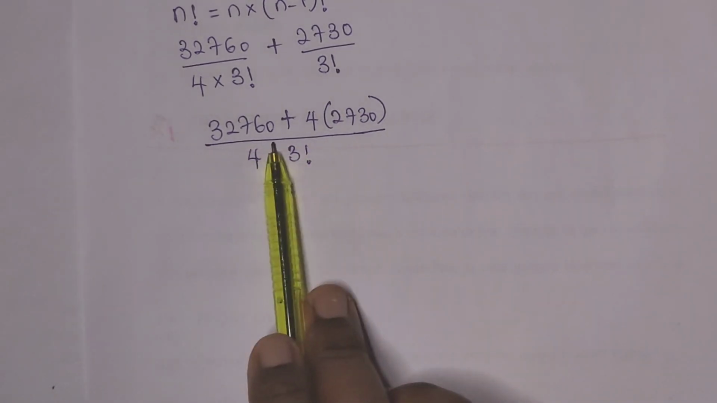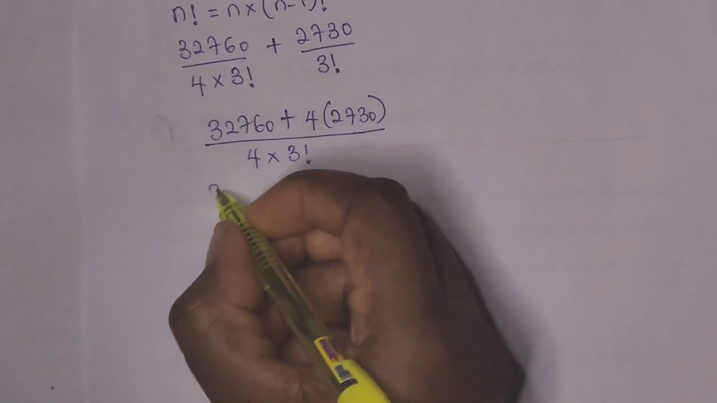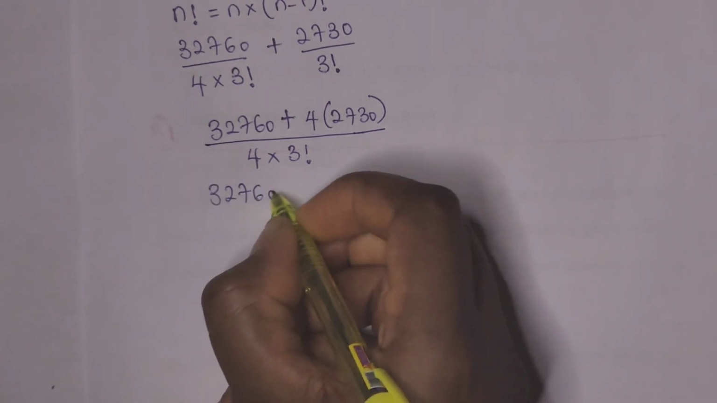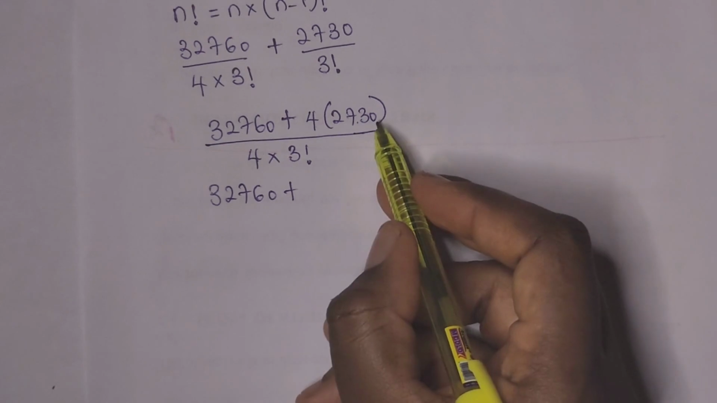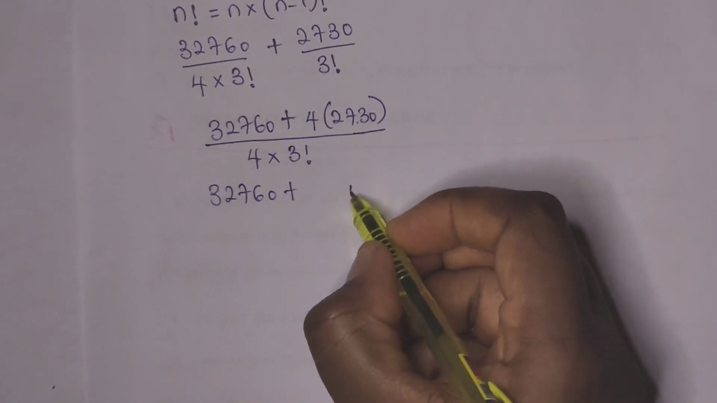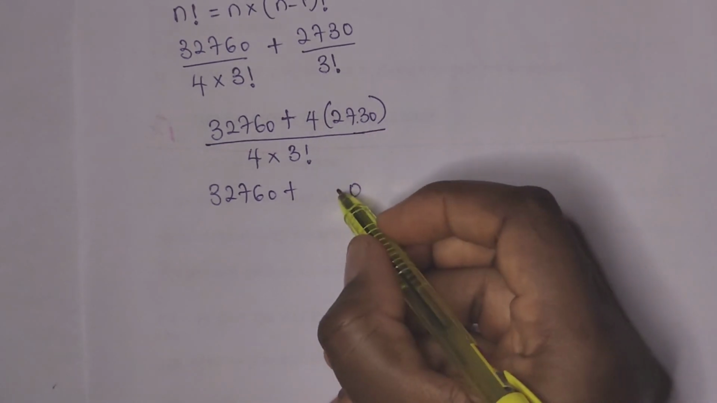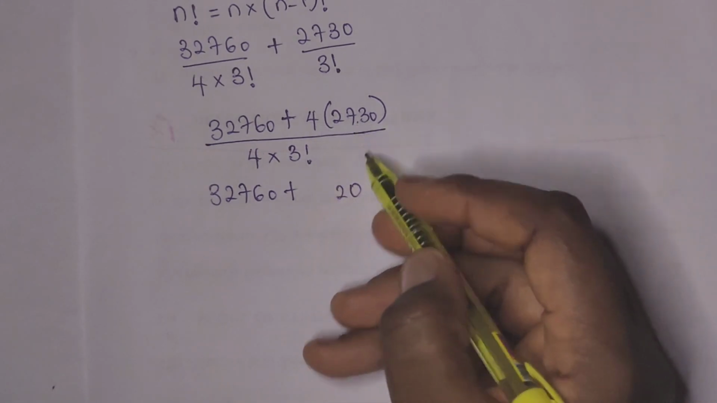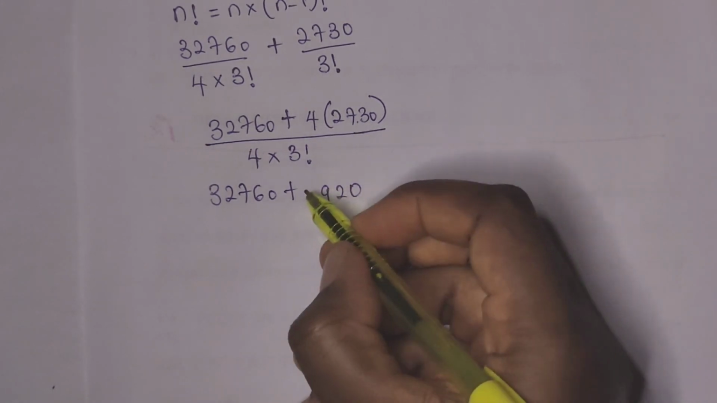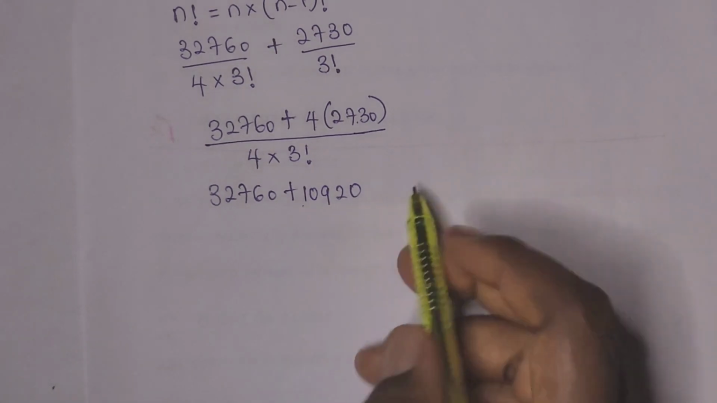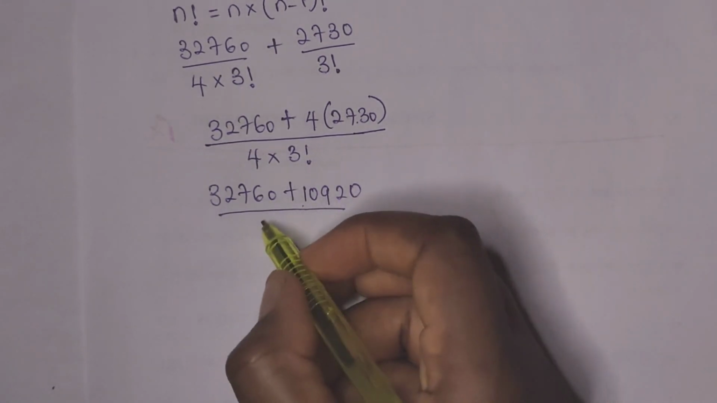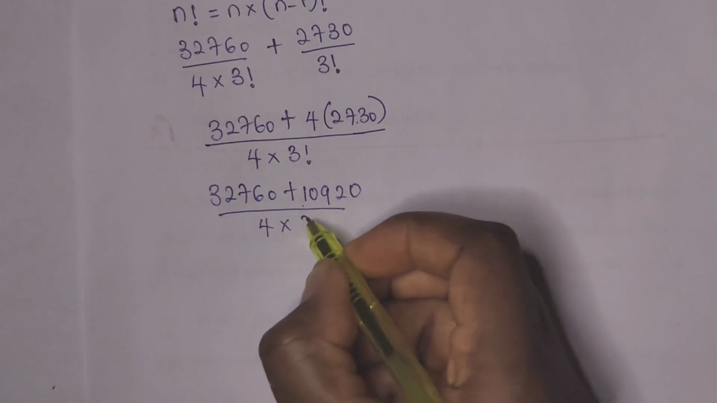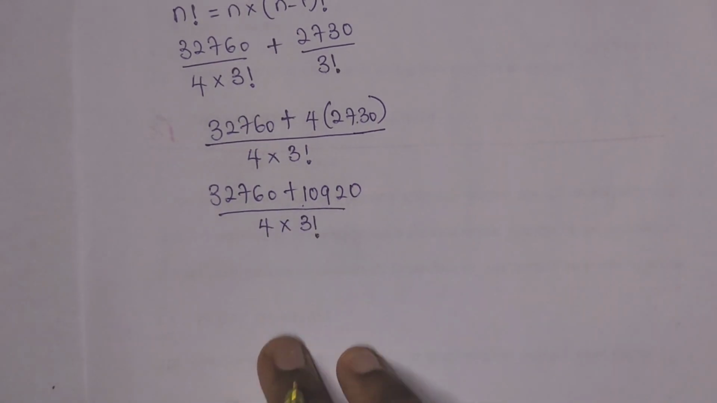So resolving from this part, this is 32,760 plus 4 times this: 4 times 0 is 0, 4 times 3 is 12, 4 times 7 is 28, we'll carry 1. So this is 10,920 all over 4 times 3 factorial.